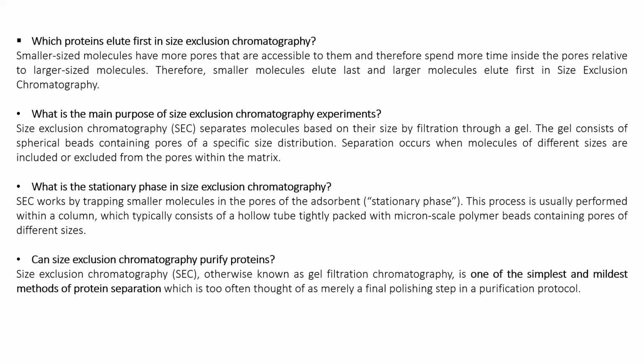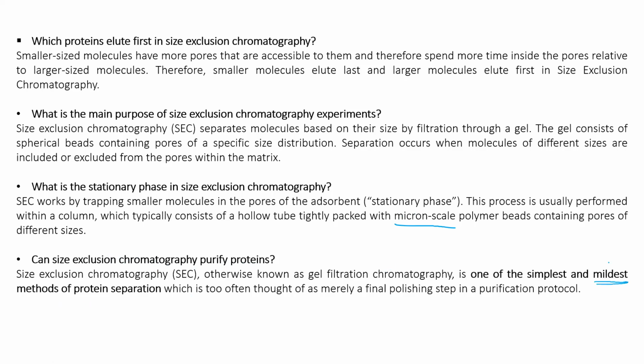Now the stationary phase here, we saw, can be polyacrylamide gel or dextran. Basically these are polymers of very small sizes. How small? Actually micron scale polymer beads of different pore sizes. Can this type of size exclusion chromatography be used to purify proteins? Yes, it is one of the simplest and the mildest methods.